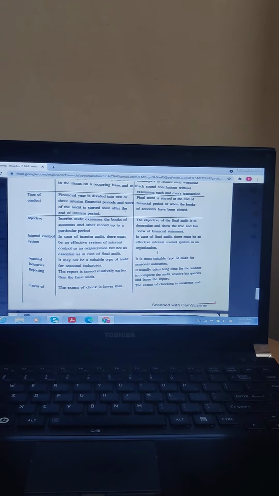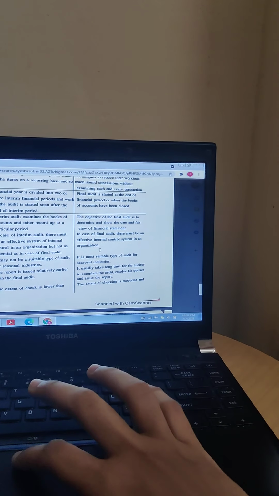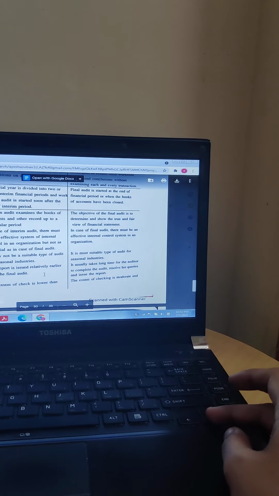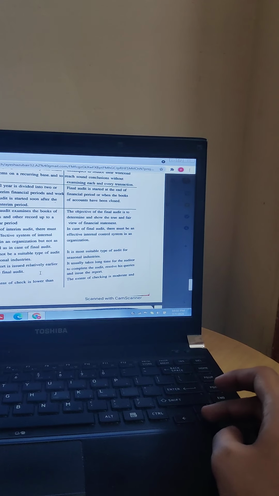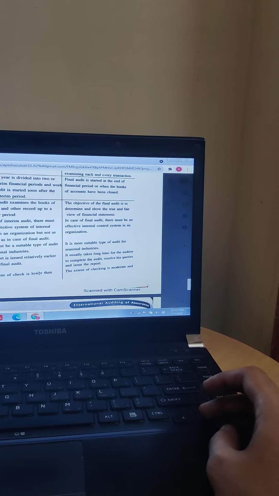Next is your internal control system. Internal control system in interim audit is basically where you will see how effective the system is and what changes need to be made. But in terms of final auditing, you will only see the interim system of the organization.